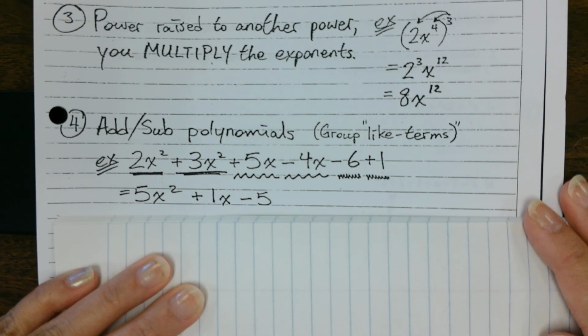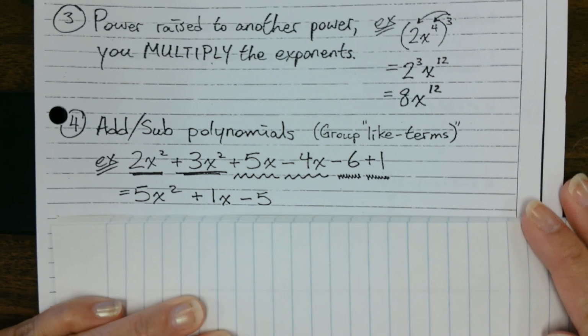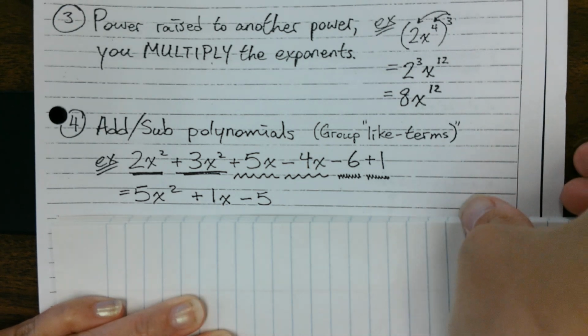Am I going too fast? We're okay? Okay. I'm going too fast? Okay, I'll slow down a little.